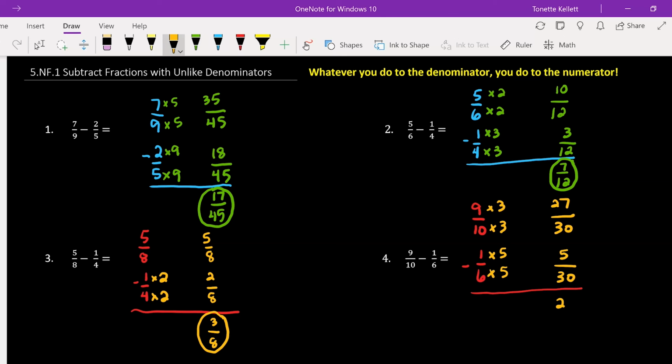The answer is 22/30, but that is not in simplest form. You can divide the top and the bottom both by 2 and get 11/15. We want it in simplest form.